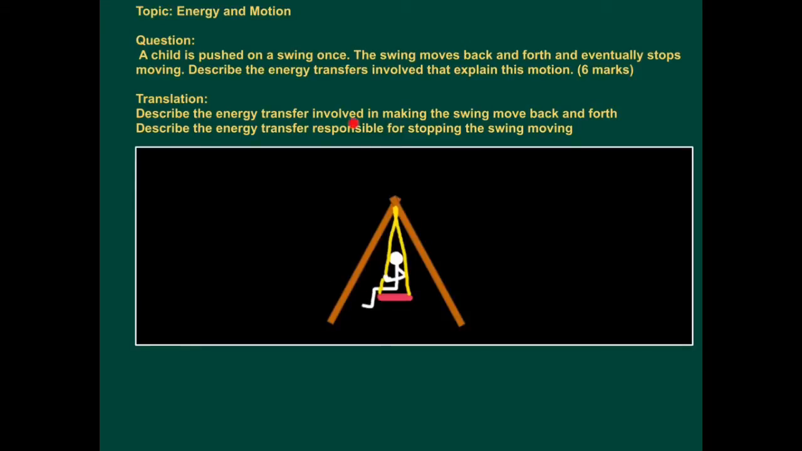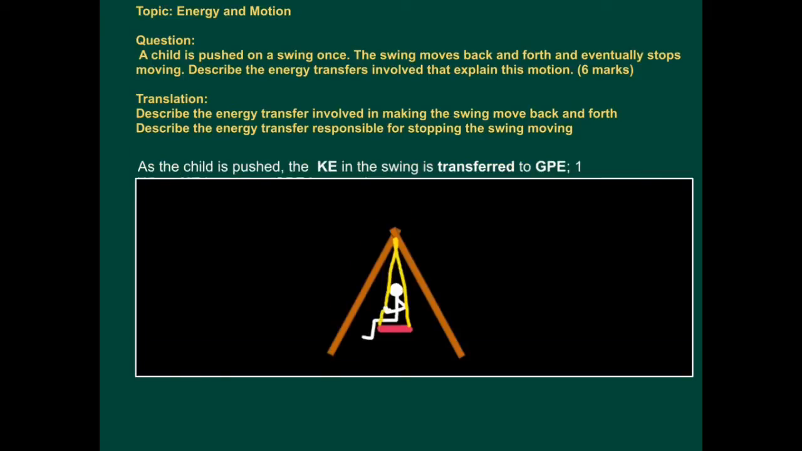Describe the energy transfer involved in making the swing move back and forth, and describe the energy transfer responsible for stopping the swing moving. So firstly, as the child is pushed, the kinetic energy in the swing is transferred to gravitational potential energy, or GPE. So we can see that as it swings, the swing is now at a height and it's stopped moving temporarily. So that kinetic energy is being transferred to gravitational potential energy.